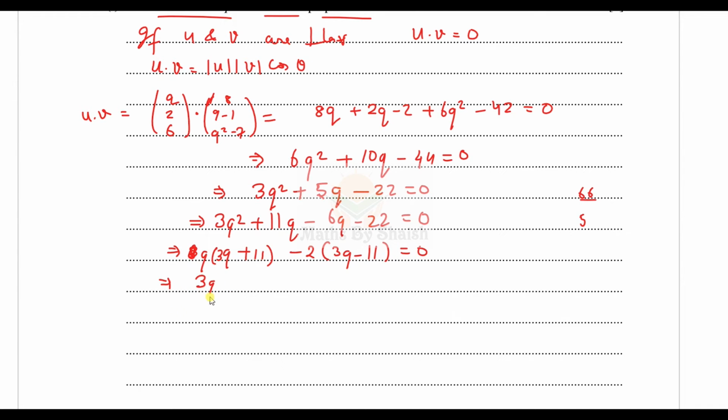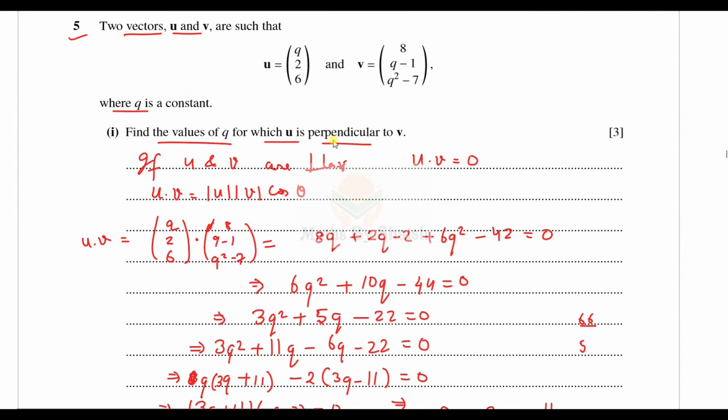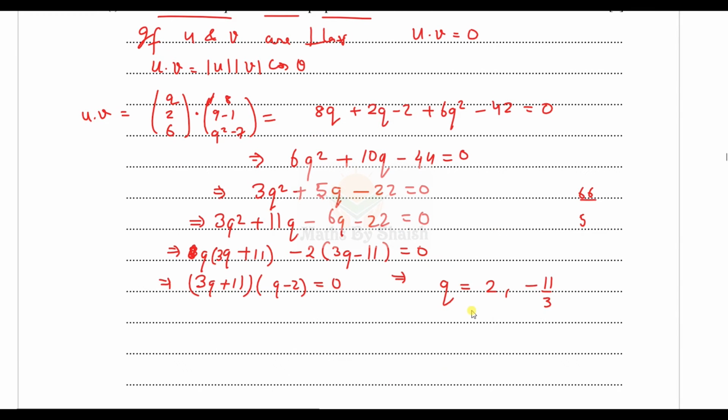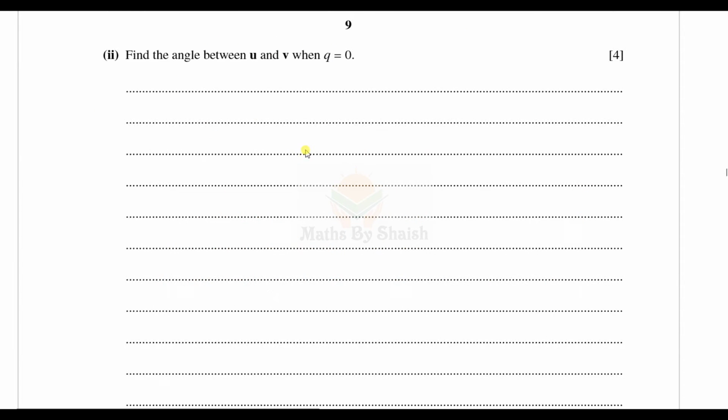So we can write it as 3q plus 11 into q minus 2 is equal to 0, and hence we got two values of q. One is 2, another is minus 11 over 3. So these are the values of q for which these two vectors are perpendicular. So the answer is q is equal to 2 or q is equal to minus 11 over 3. Let's do the next part.